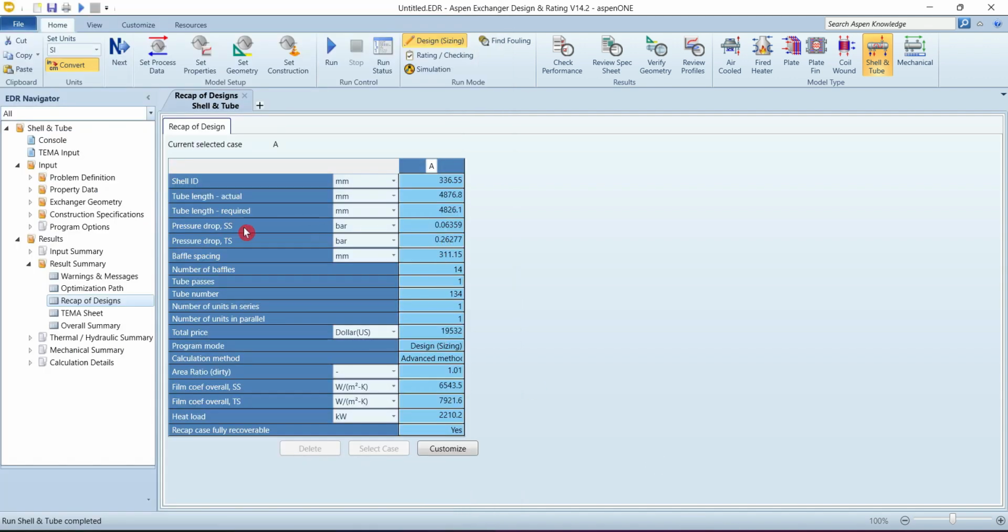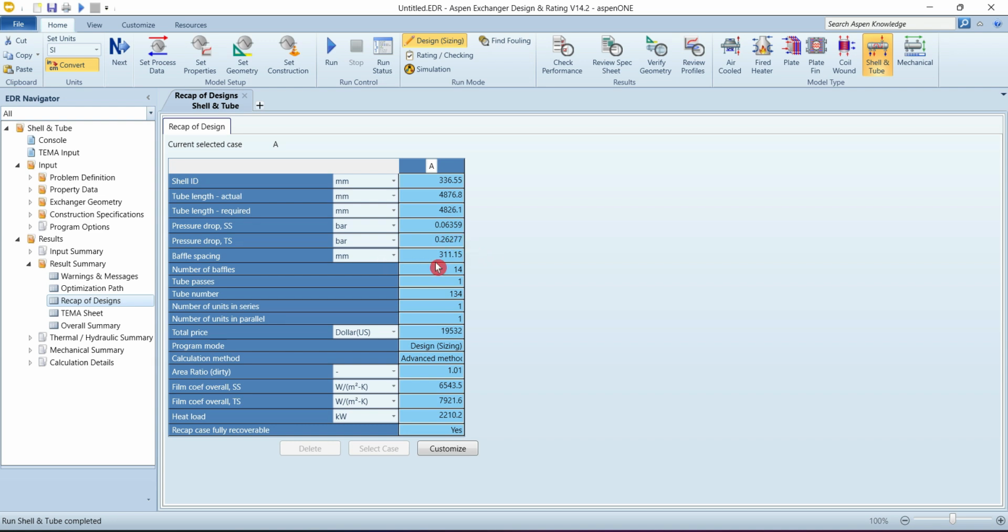Similarly, the pressure drop it has calculated on the shell side is 0.06. We have defined a minimum allowable pressure drop in the shell side, that was 0.1 bar, and this is even less than that, that is acceptable. The pressure drop in the tube side is 0.2 bar. This is again below the allowable pressure drop, that is a good thing.